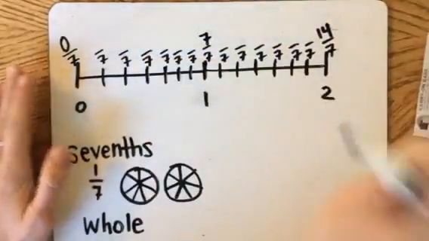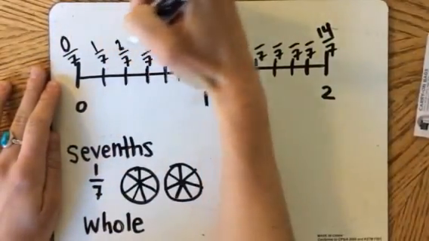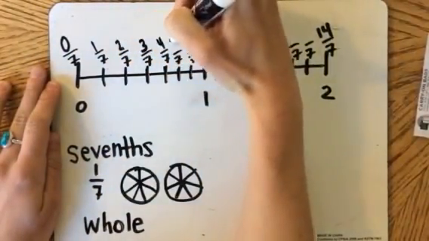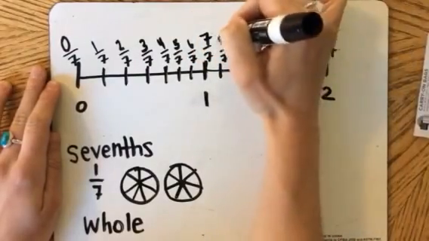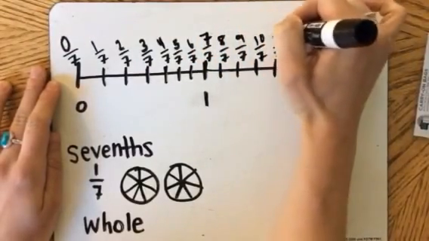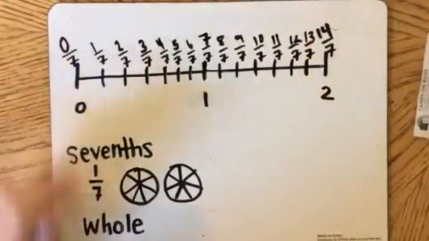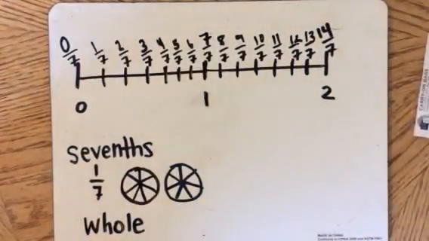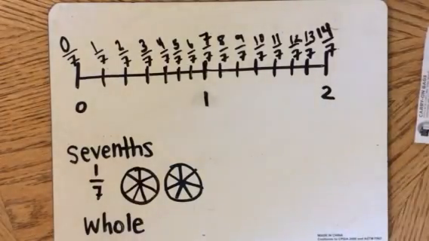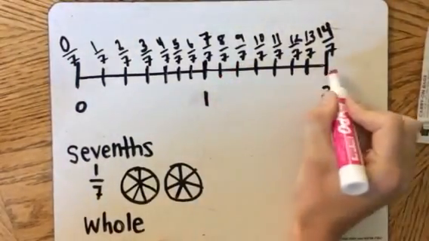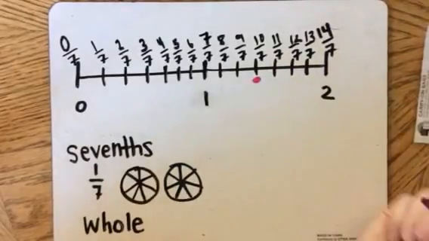Now I want you to fill in the rest of the sevenths. 1, 2, 3, 4, 5, 6, 7, 12, 13 sevenths. So on your number line, actually I want you to find a fraction that is between 1 and 2. What is a fraction that is between 1 and 2? You could have any of these, so I'm going to choose 10 sevenths.